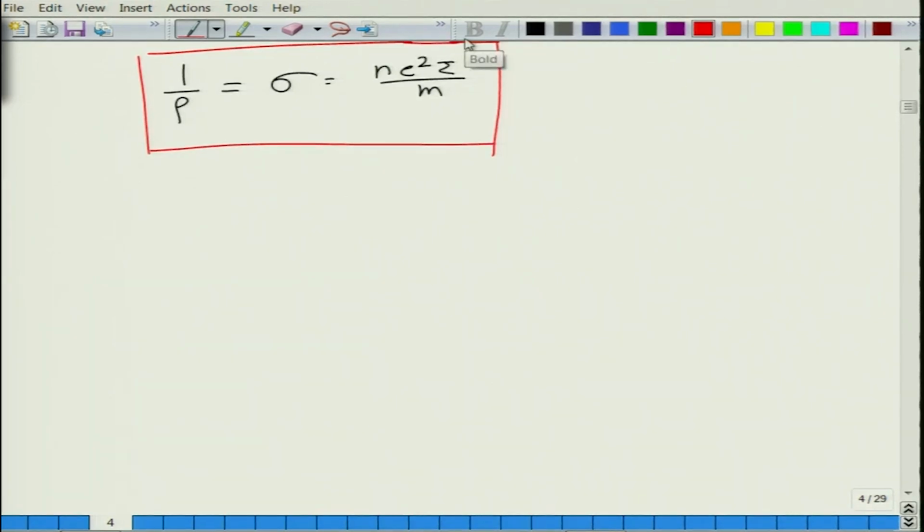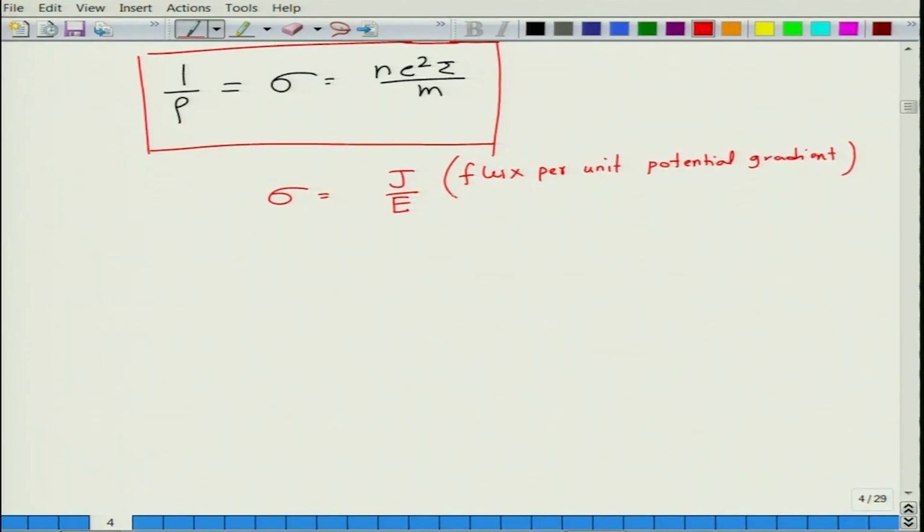So basically you can write conductivity, sigma is equal to J divided by E. So essentially it's flux per unit potential gradient. This is what it is.